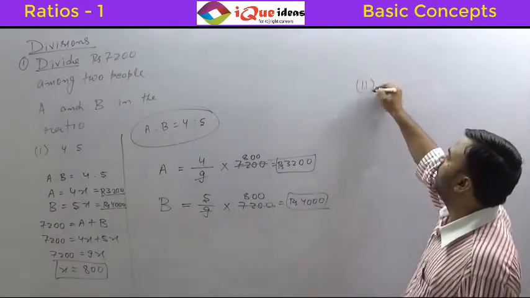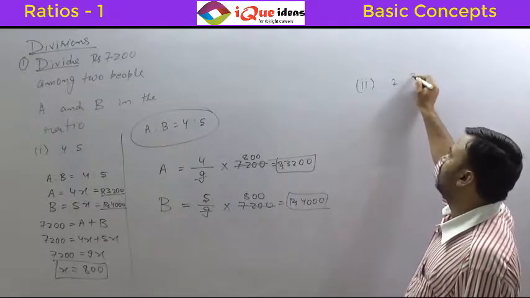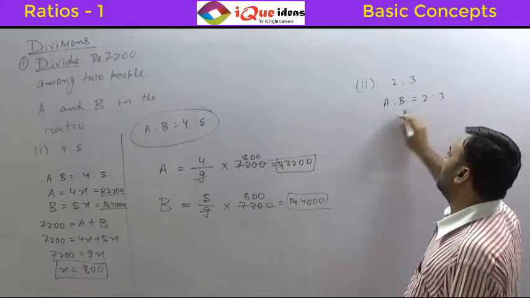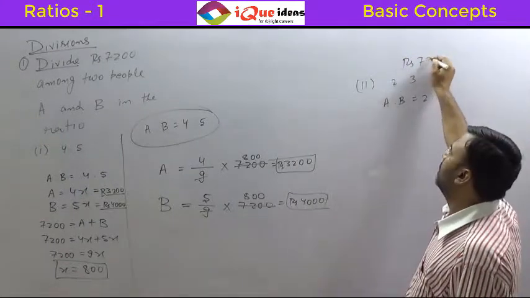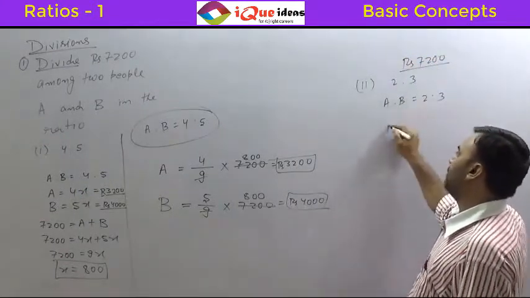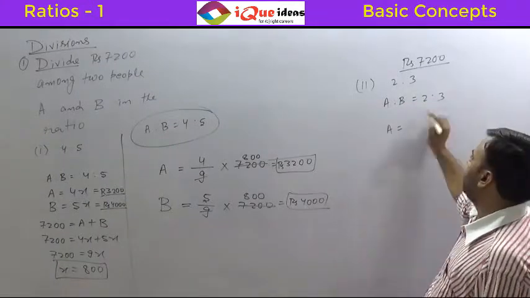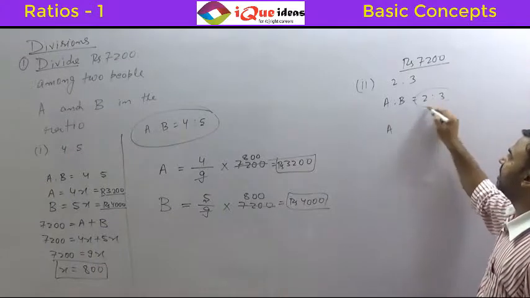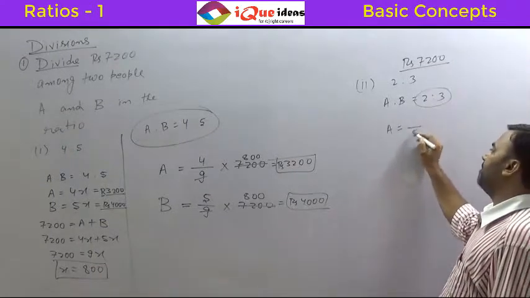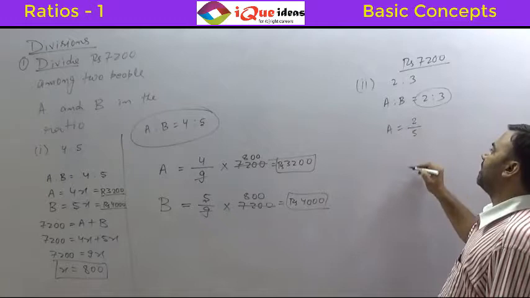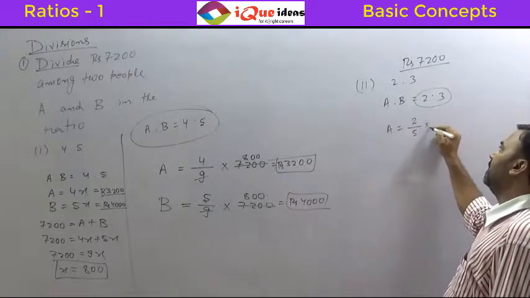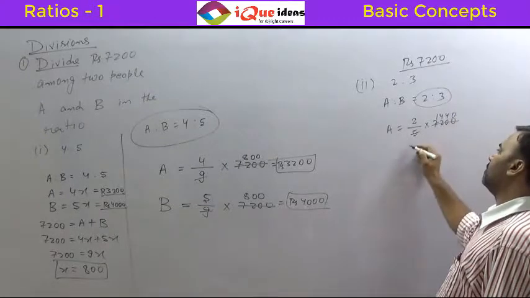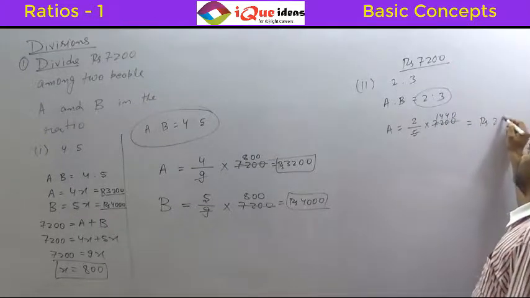If the ratio was 2:3. So we say that A is to B is 2:3. Total amount is given 7200. So share of A, now we'll do it directly. Share of A will be, if we divide the whole thing, in how many parts do we need to divide the 7200? 2 plus 3, that is 5 parts. So out of every 5 parts, A should get 2 parts. So the fractional share of A will be 2 by 5 into 7200. Divide it carefully. 1440 into 2, so it is rupees 2880.